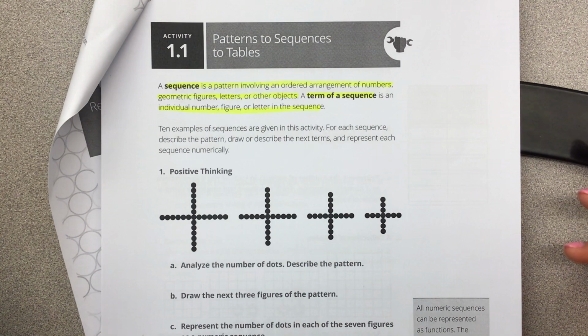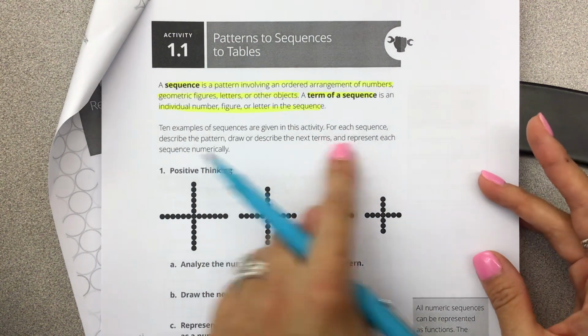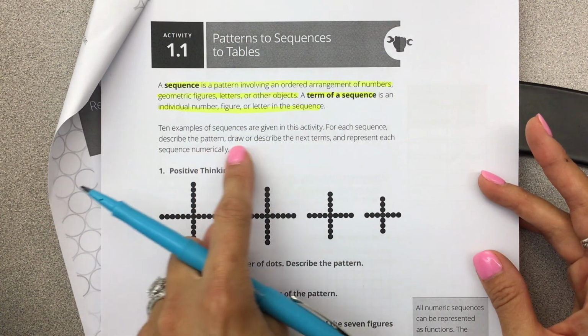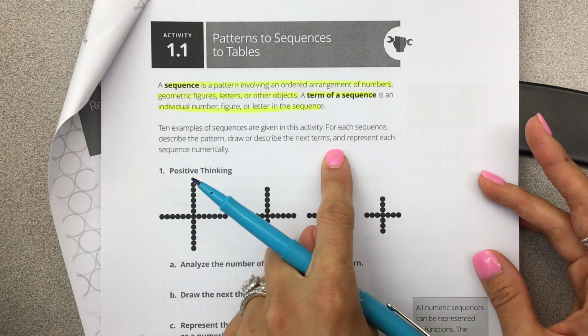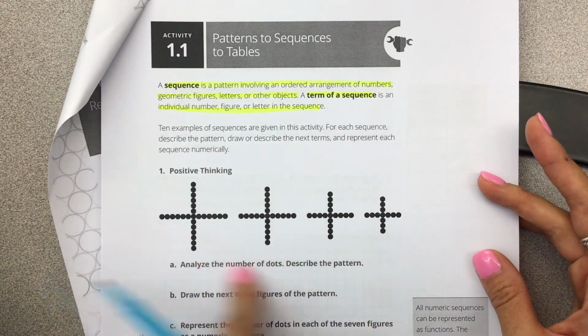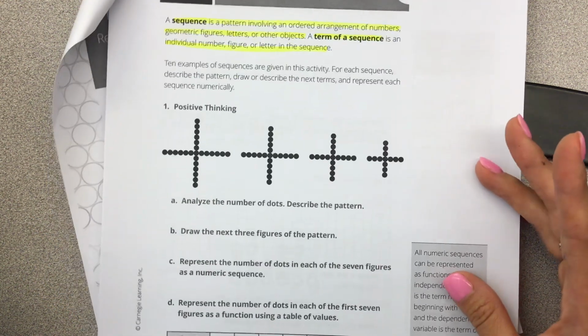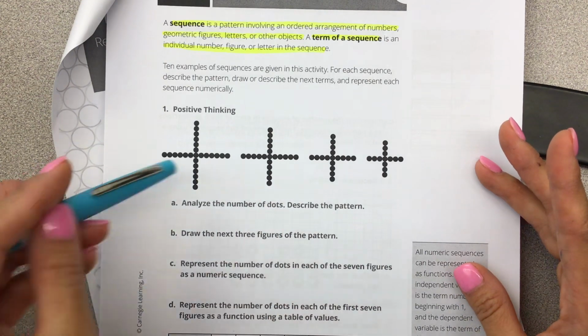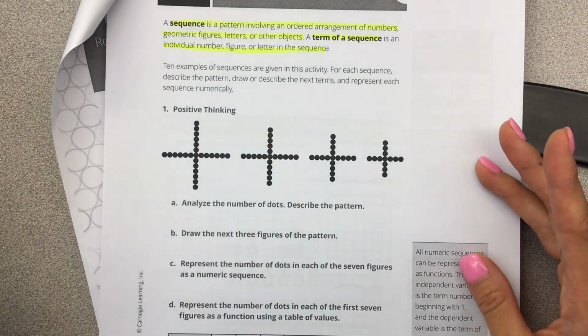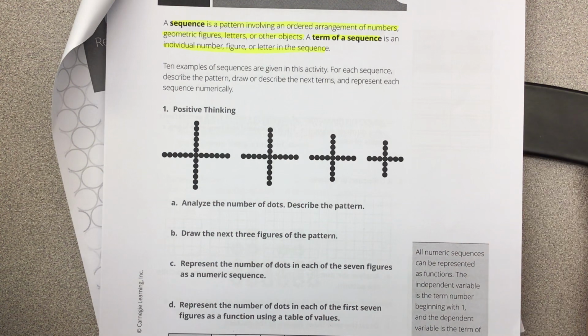We're going to try to get through 10 examples between today and Monday of different sequences. For each sequence, we're going to describe the pattern, draw or describe the next terms, and then represent it numerically. So here, this one's called positive thinking. Take a minute and look at the pattern. What do you notice?